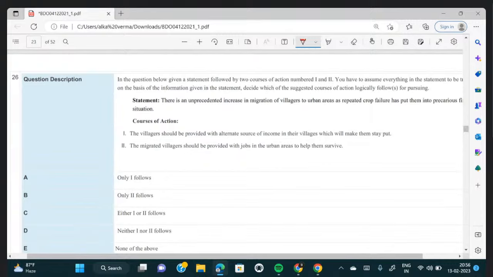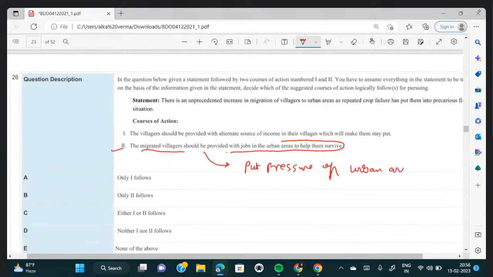In this, you will think that both the actions are right, but no. If you look at it carefully from the author's point of view, from the examiner's point of view, you can see that if you provide the migrated villagers with suitable jobs in the urban areas to help them survive, what will happen to the existing people who are struggling for the job? They will bear the loss. So this action will put pressure on urban areas. Problem of food, problem of staying, problem of job, problem of everything. So the correct course of action should be this: unless and until the crop become good, or they are able to cultivate the crop, they should be given some alternate source of income. The answer will be only one follow.